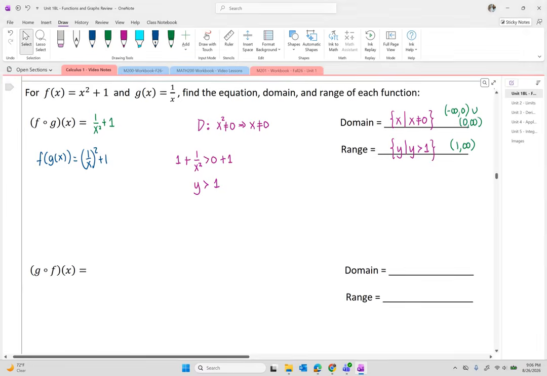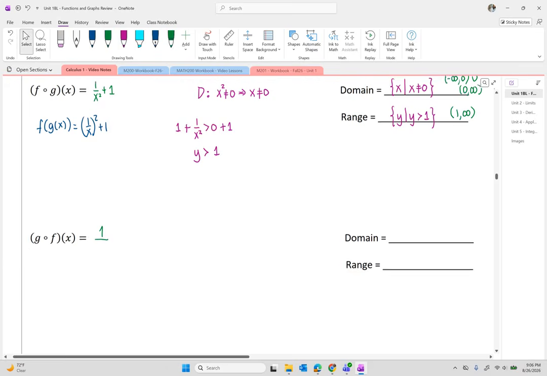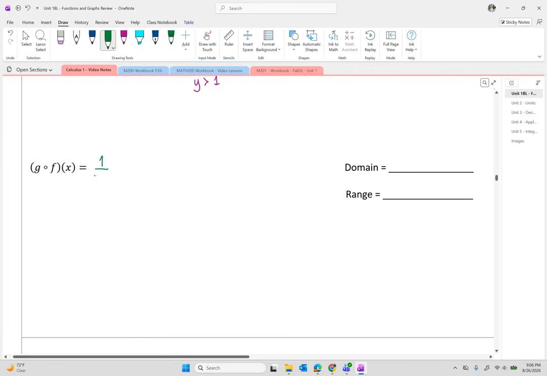When we are trying to find the composite function g circle f of x, then we will use the equation of g, 1 over x, and in the place of the variable we will plug in f of x. f of x is x squared plus 1. So to determine the domain of this function, we want to make sure that x squared plus 1 is not equal to 0.